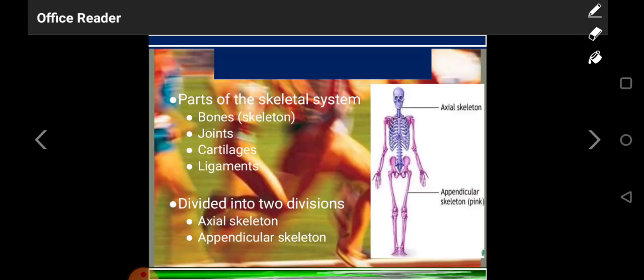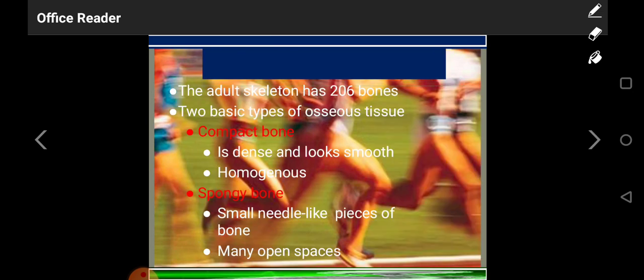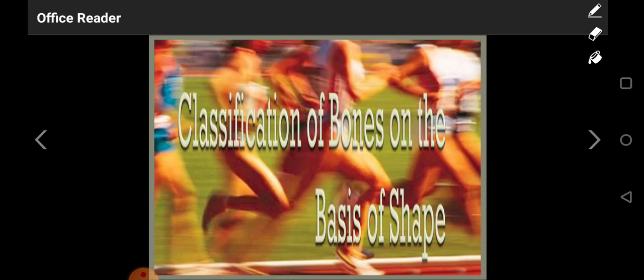Now the parts of the skeletal system include the bones, joints, cartilages and the ligaments. It is divided into two parts, the axial and the appendicular skeleton. The adult skeleton has 206 bones. The two basic types of osseous tissue found in bone are compact bone, which is dense, smooth and homogeneous, and then the spongy bone, which is small needle-like pieces of bone. Many open spaces are found in this.